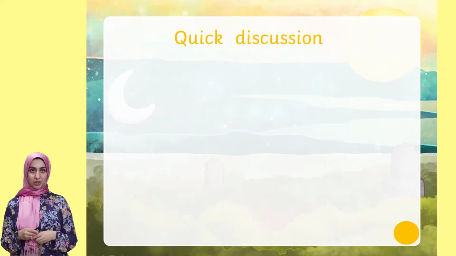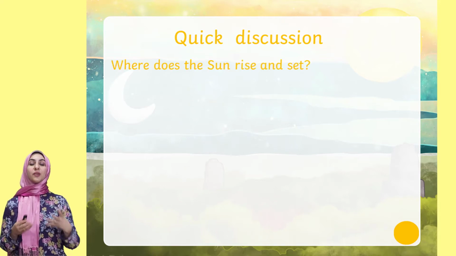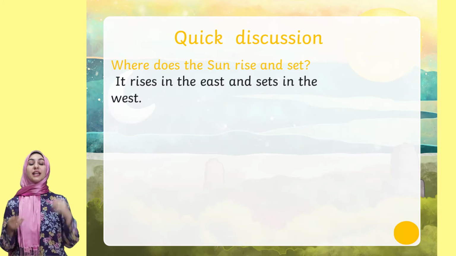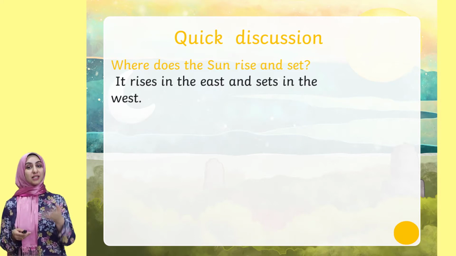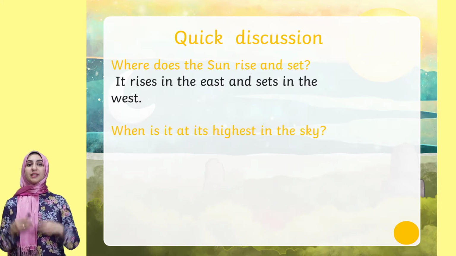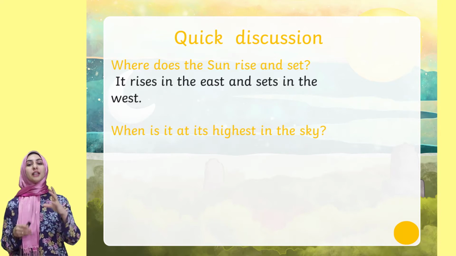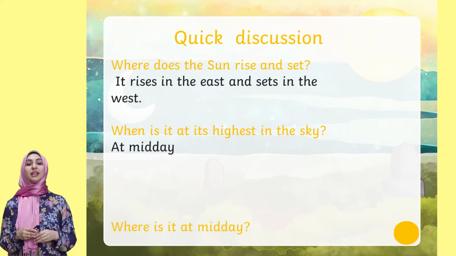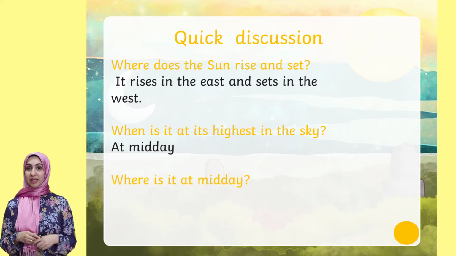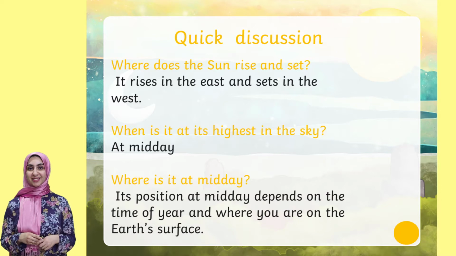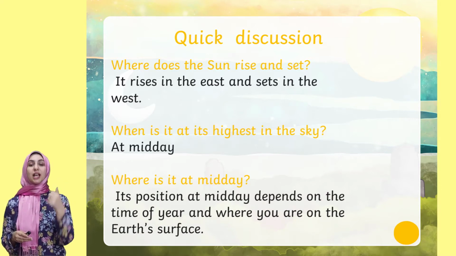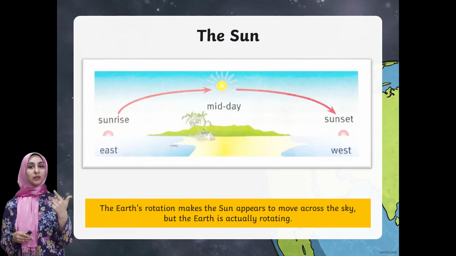Let's have a quick discussion. Where does the sun rise and set? Yes, it rises in the east and sets in the west, right? When is it at its highest in the sky? Yes, of course, at midday. Where is it at midday? Actually, its position at midday depends on 2 things. Number 1, the time of year. Number 2, where you are on the Earth's surface.